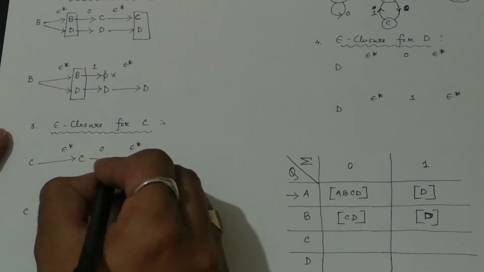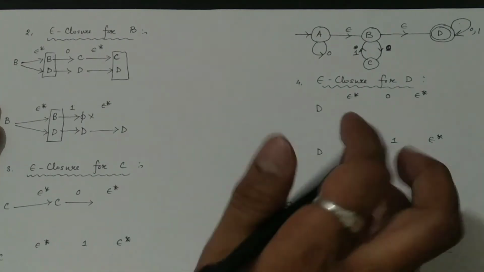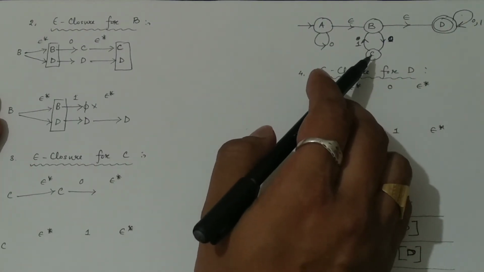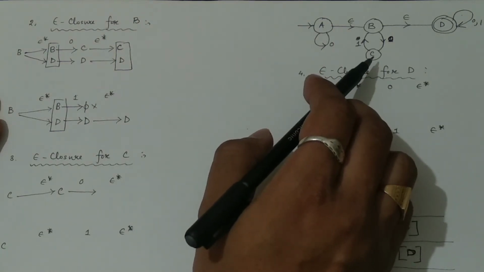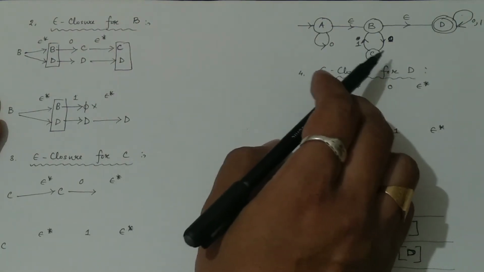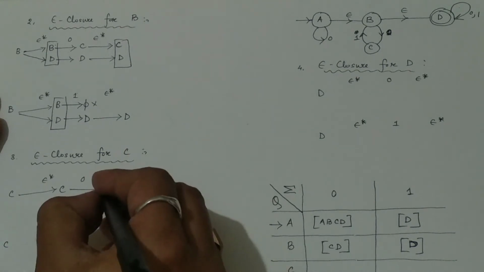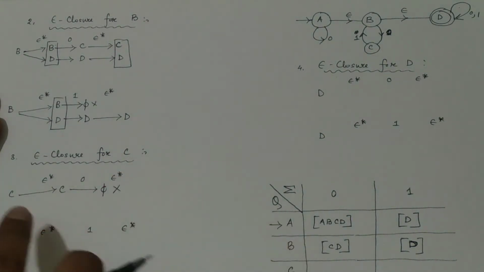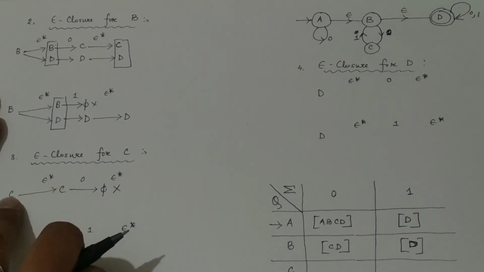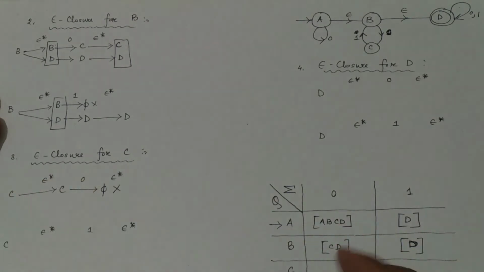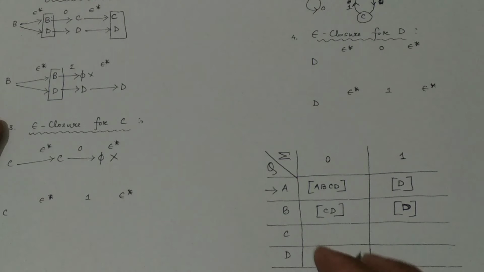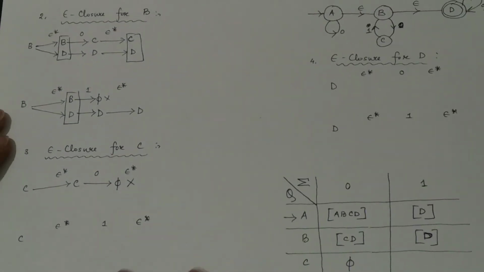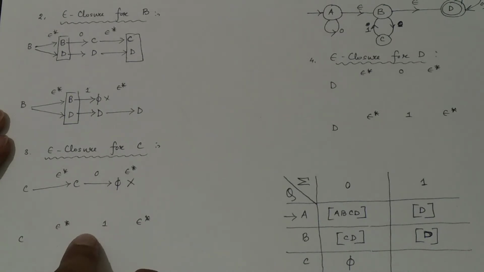So C on 0, where does it go? Is there any 0 transition from C? No, there is no 0 transition. So it will be phi. If it is phi, then it will close over here. That means the epsilon closure of C over the input alphabet 0 will be phi. Clear? Now we will look at finally the epsilon closure for C over 1.